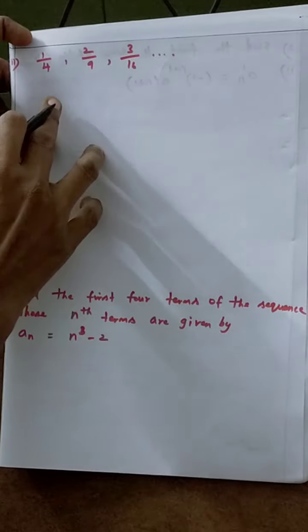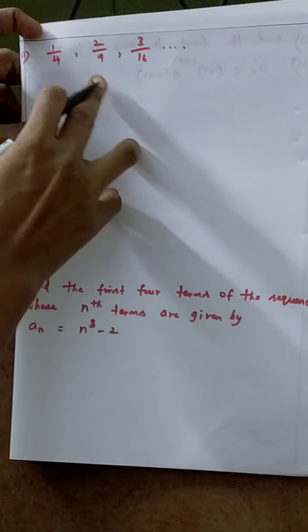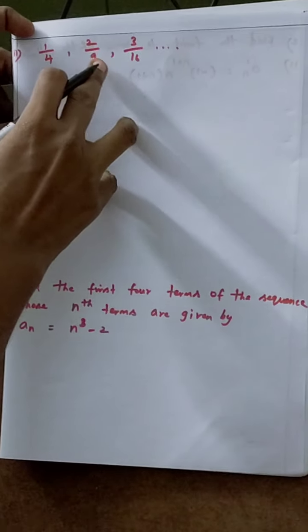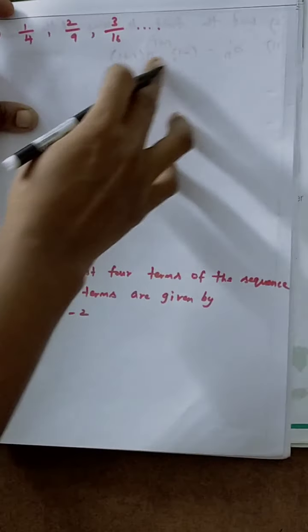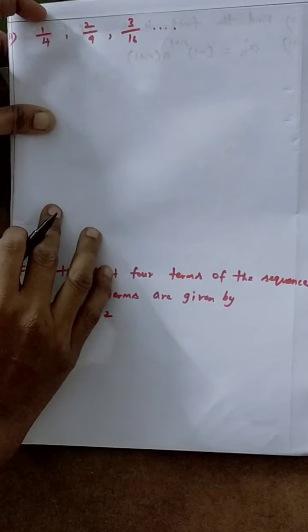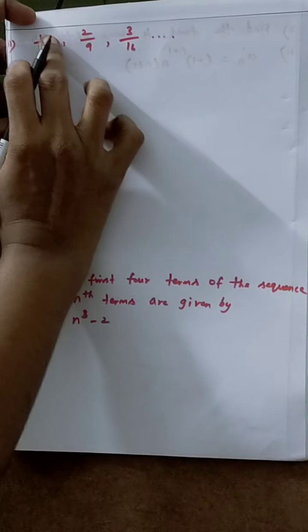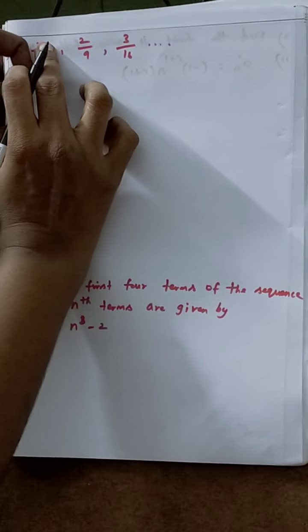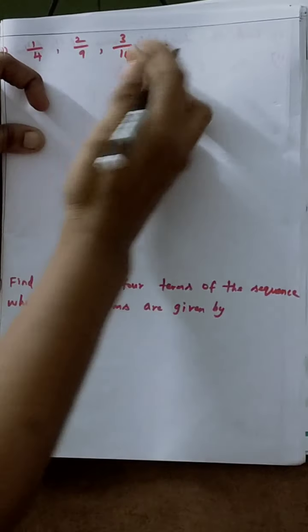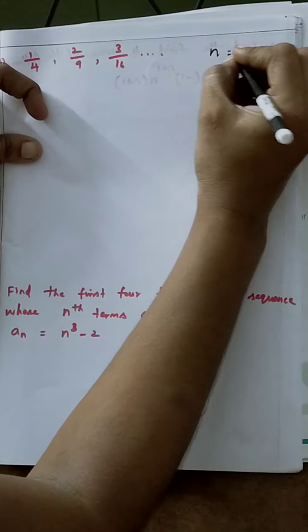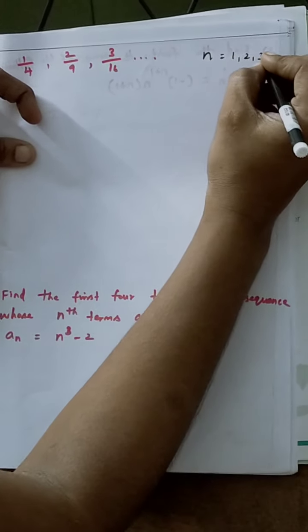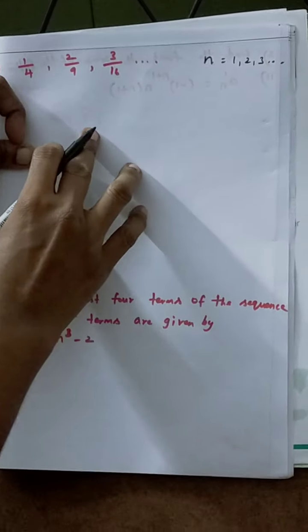First Roman number is the third question. Find the next three terms: 1 by 4, 2 by 9, 3 by 16 up to etc. Here fraction terms are given. First of all, find out the general term. See the numerator value. The first value is 1, second one is 2, 3. So normally n equal to natural numbers 1, 2, 3, 4. That value only, substitute the value.